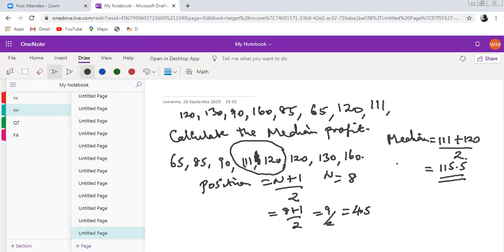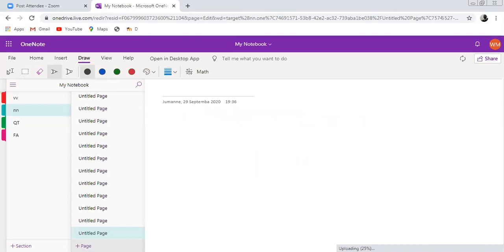Let us do the last one now, which is the median of the grouped data, and we stop there. When we meet on Saturday, we start from the mode.